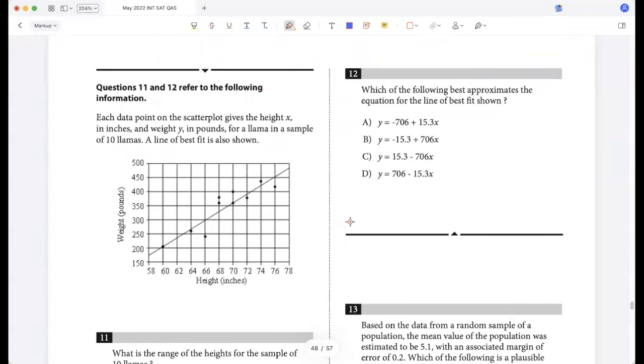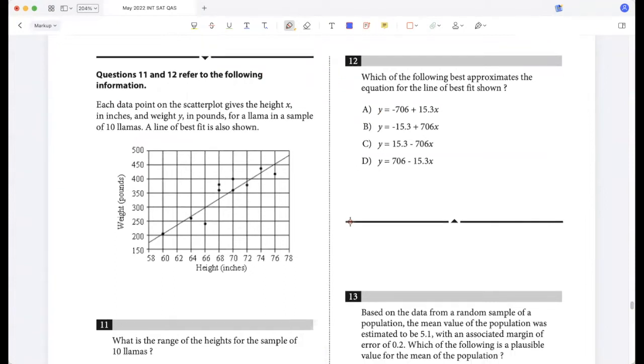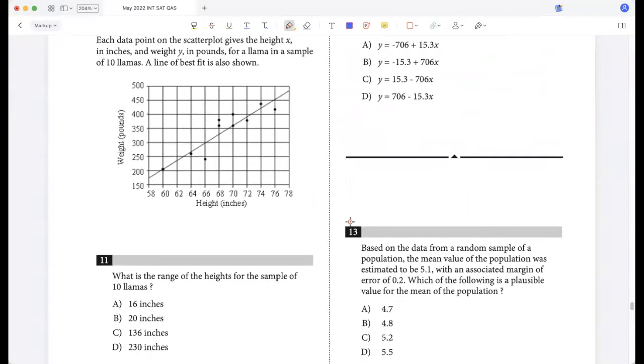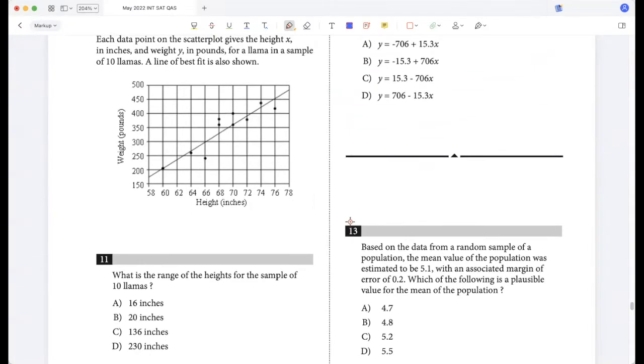Each data point on the scatter plot gives the height and weight in pounds for a llama in a sample of 10 llamas. A line of best fit is also shown. What is the range of the heights for the sample of the 10 llamas? The maximum height is 76 and the minimum height is 60. So 16 is the range.